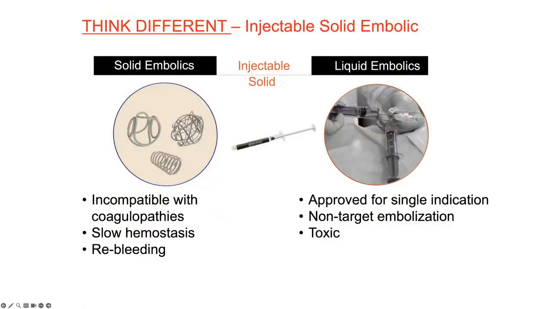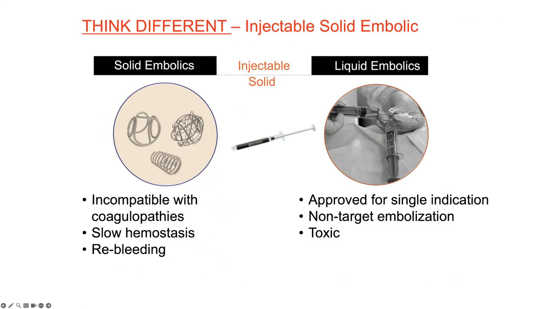Now, we wanted to start really thinking about this in a different way. As I mentioned, there are typically solid embolics, which are these sorts of coils. And they require the ability to induce blood clot formation. A lot of times this doesn't happen. If you have trauma, the person loses already blood, so then blood clot formation is hindered. And also if you have anticoagulant medication like warfarin, again, this is hindered.